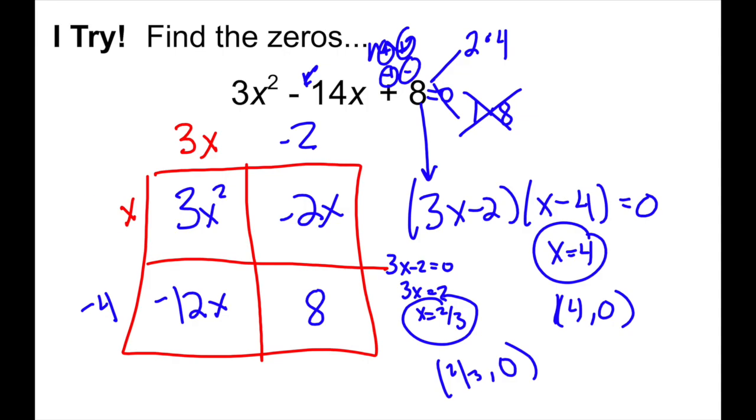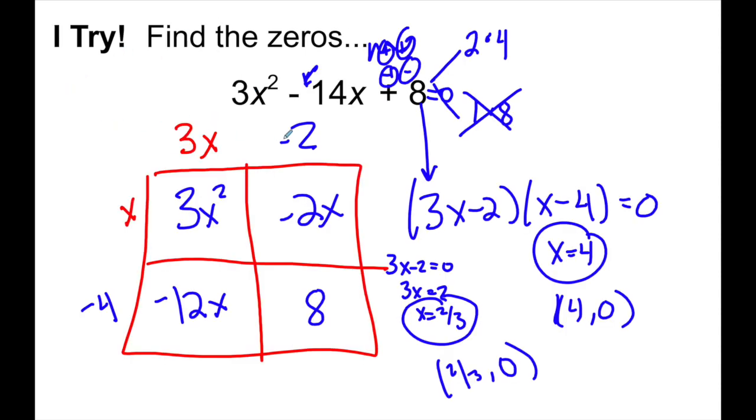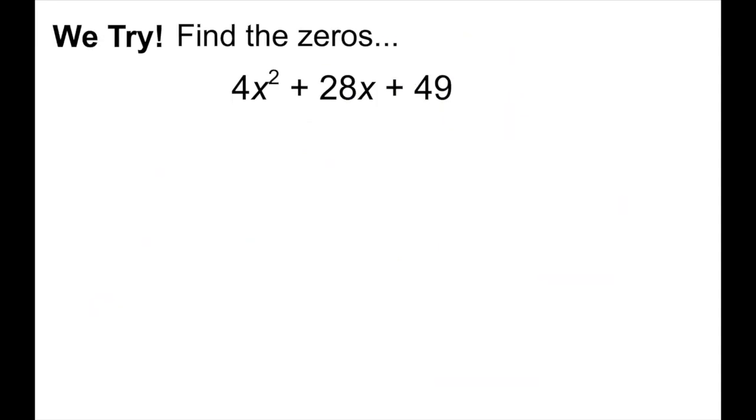All right, here we go. So we're going to try to find the zeros. Notice it's gotten a little bit spicier here. The last one was spicy because 8 had multiple possibilities. Notice now I've got to deal with 4. So when I set up my box, I either have to have 4x times x, or vice versa. This order doesn't really matter.